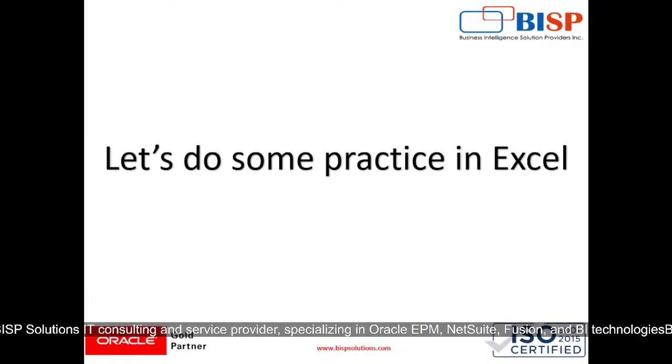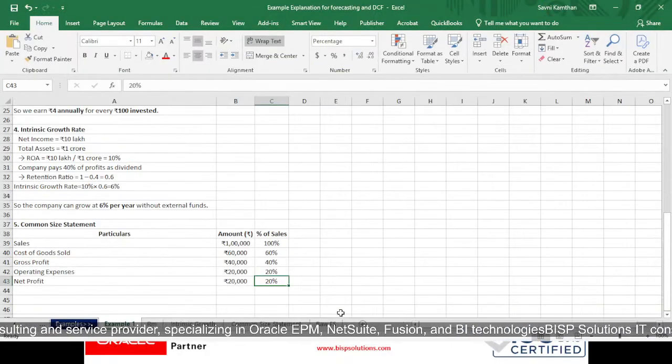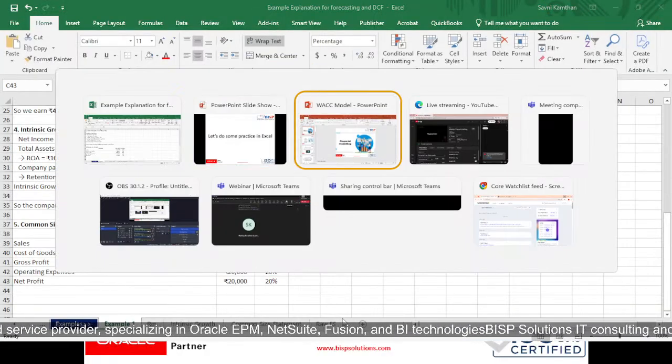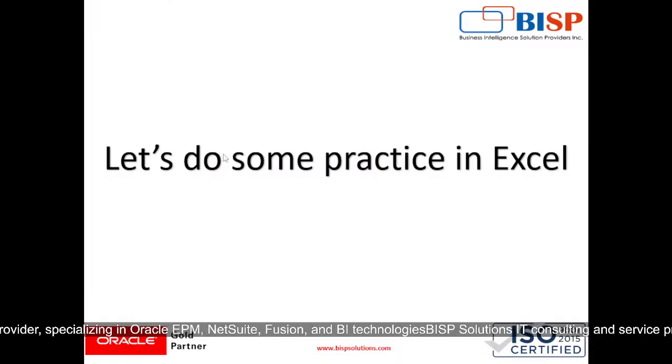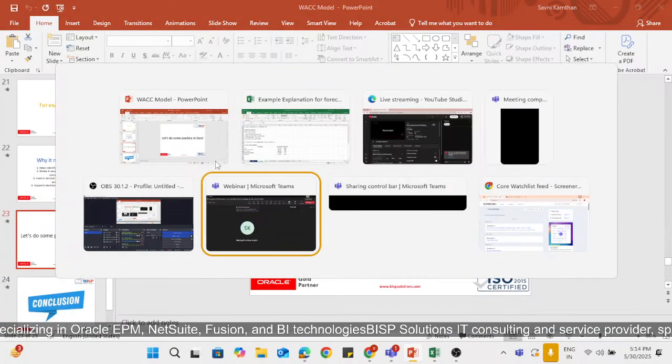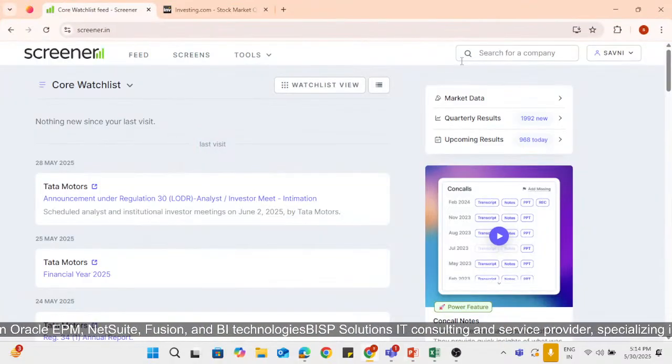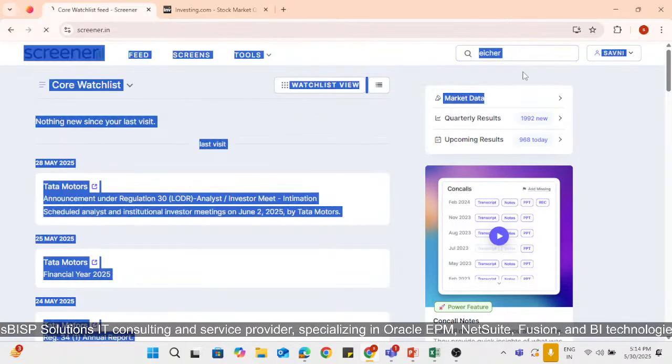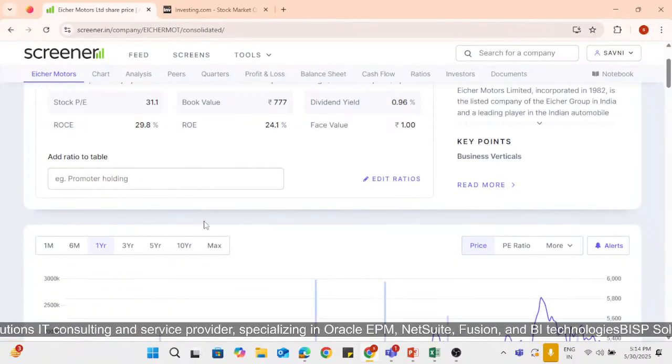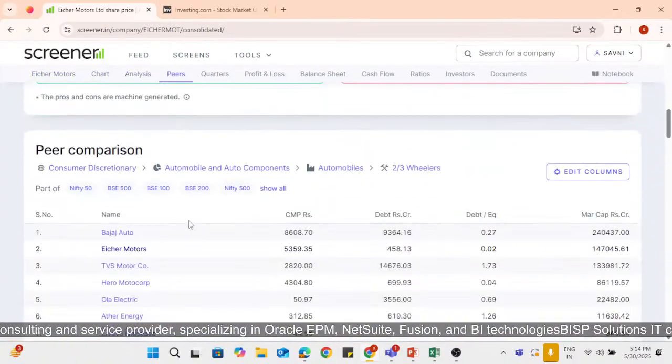Now let's do some practice in Excel for the same. Before moving forward, we will be doing return on market, which we discussed in our previous session about how to do that. So this is my Screener.in, and I have also opened investing.com. If required, we will use both, or we can use only one. Now I am taking Eicher Motors, which I have taken for my financial statements. Now if I move down, I will get my peer comparison over here.